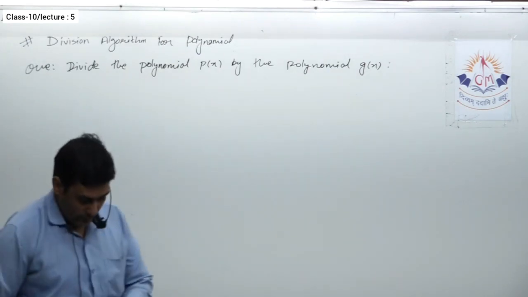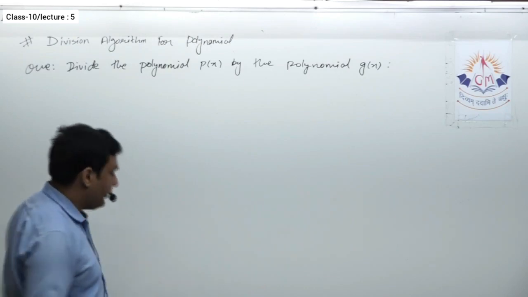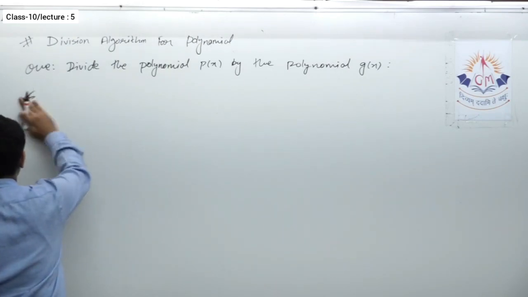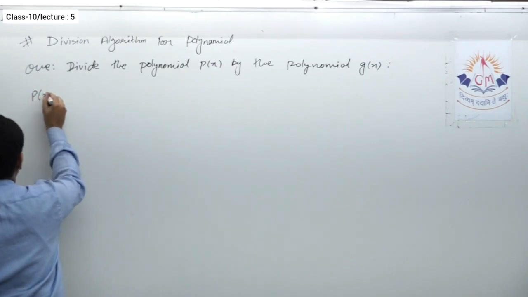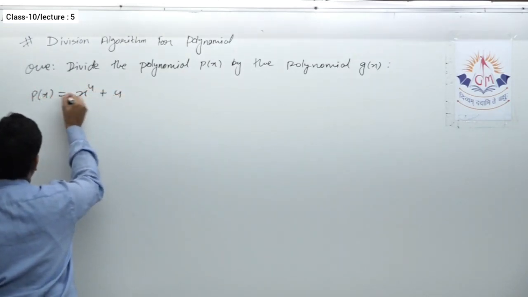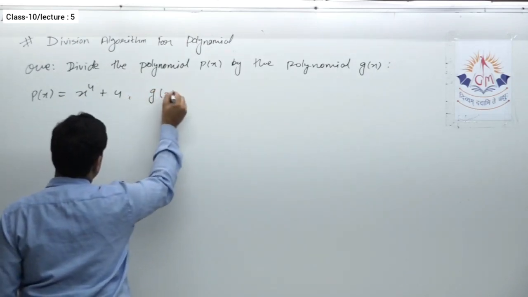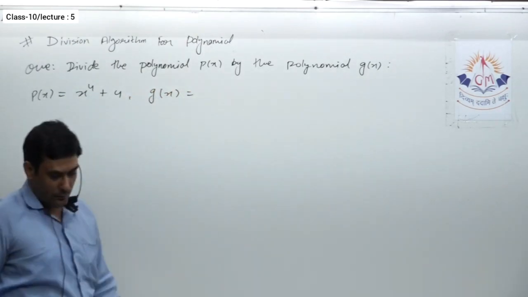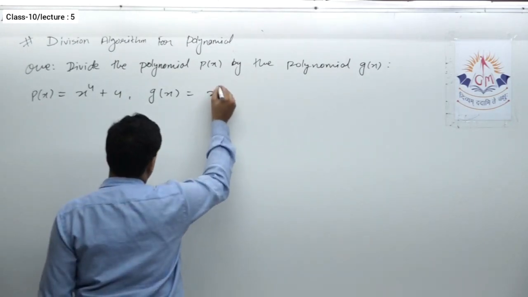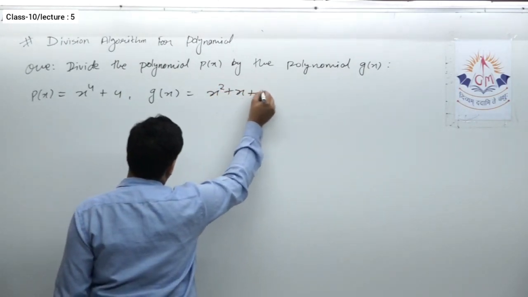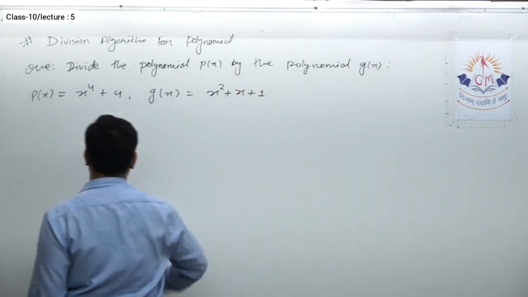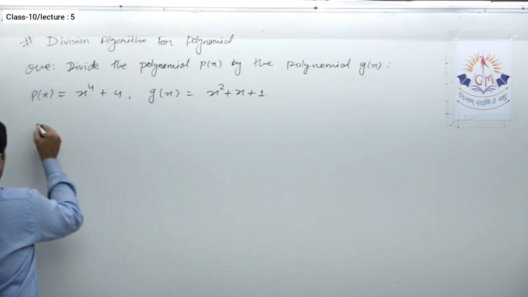Okay, now we'll see one more question. We have to divide p(x) = x raised to 4 plus 4 by g(x) = x square plus x plus 1.